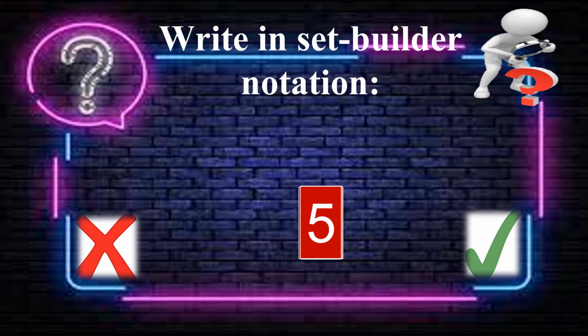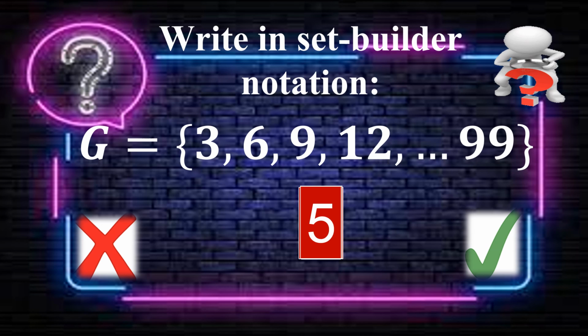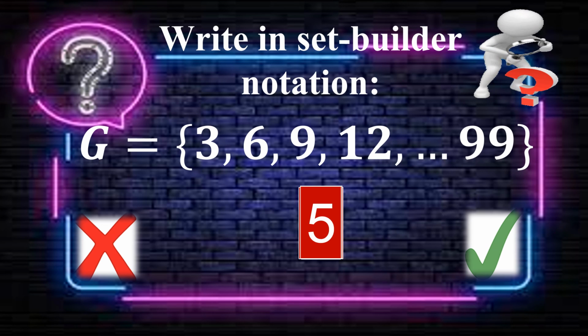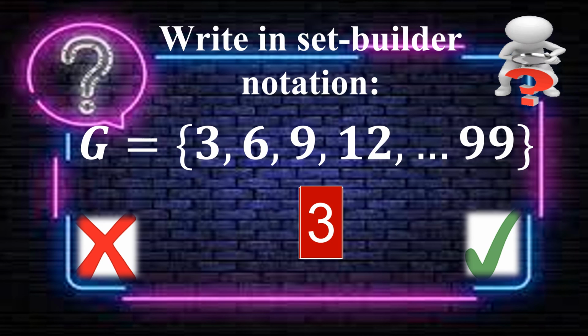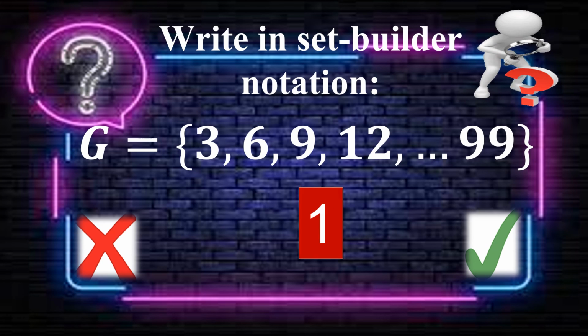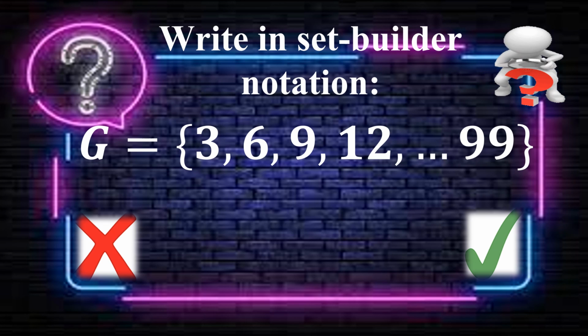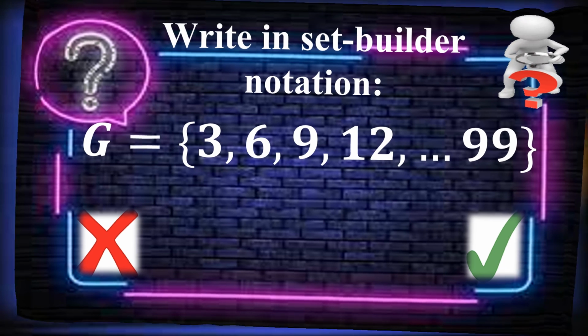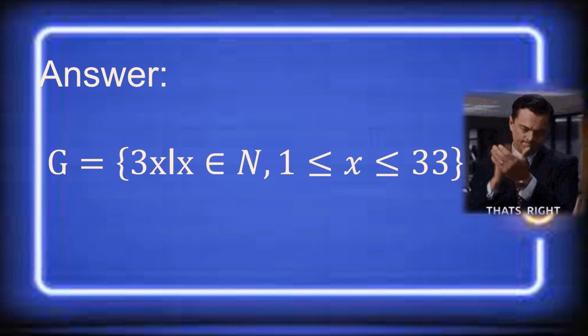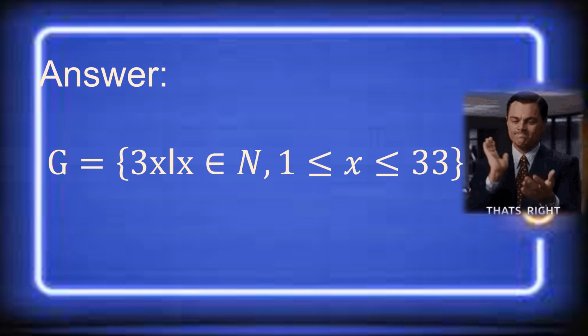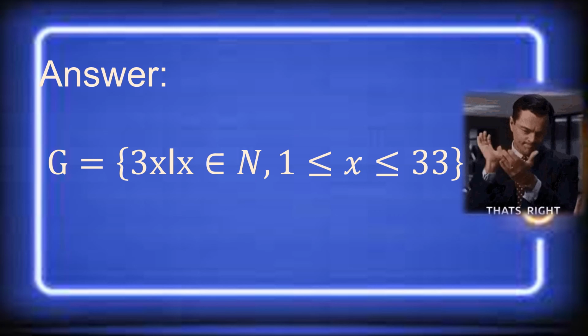Now let us have another one. Write in set builder notation the following in 5 seconds. That's right. The answer is G is the set of all 3x such that x is an element of n and x is greater than or equal to 1 but less than or equal to 33.